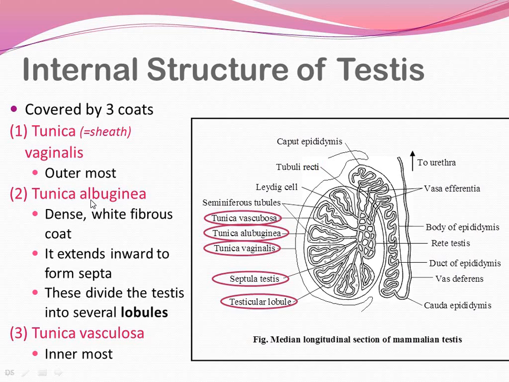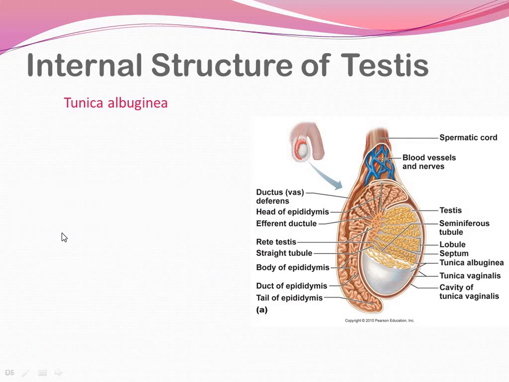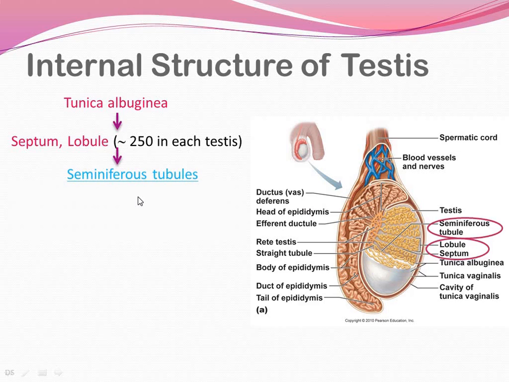Now we are moving to the details of the seminiferous tubule, which is present in these testicular lobules created by the tunica albuginea. So forgetting all other covers, focusing on the tunica albuginea, you can see that because of the septa created by it, you now have lots of lobules, and as we have discussed, it's approximately 250. And in each of these lobules you have the presence of seminiferous tubules.